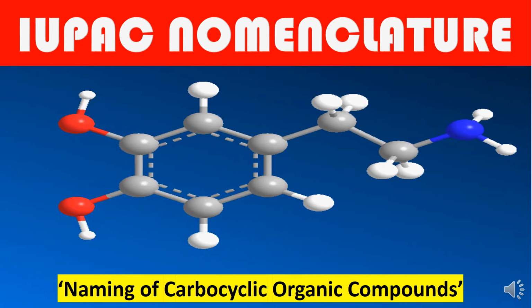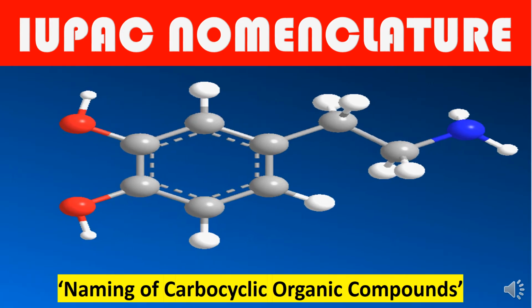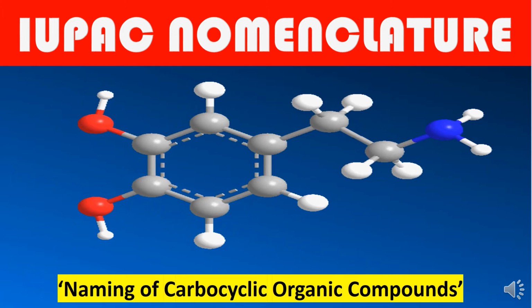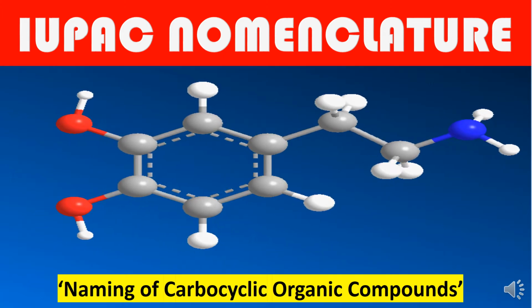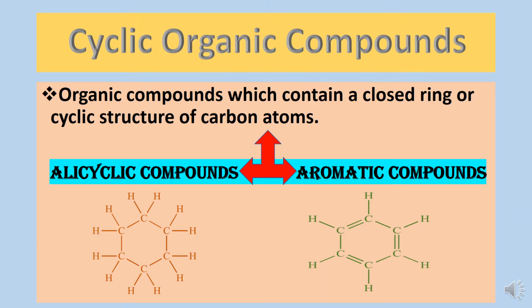Good morning, students. Today we'll discuss IUPAC nomenclature of cyclic organic compounds, all those cyclic organic compounds which have a ring of carbon atoms. Firstly, we'll discuss organic compounds which contain a closed ring having all carbon atoms, which are further classified into two types: alicyclic compounds and aromatic compounds.